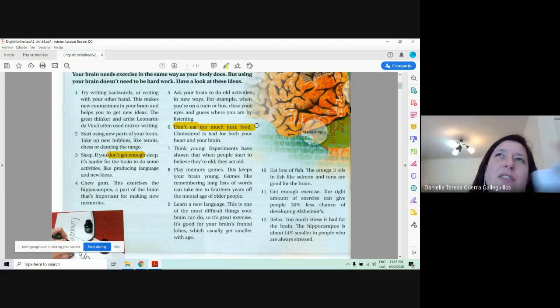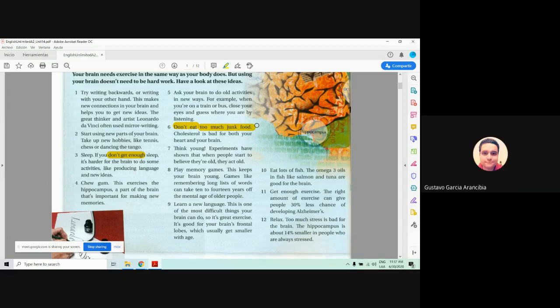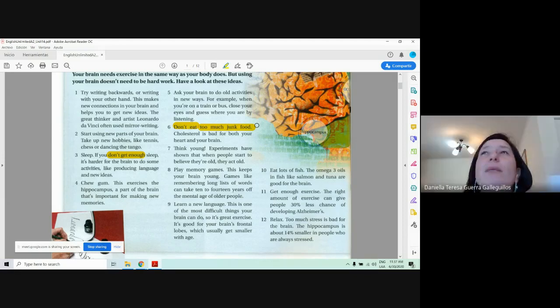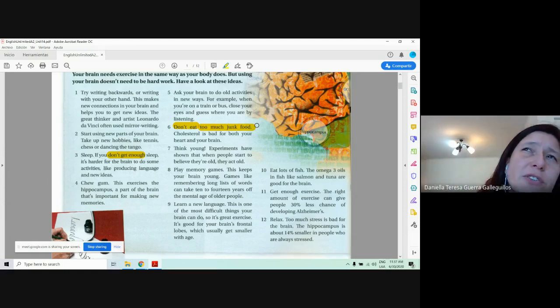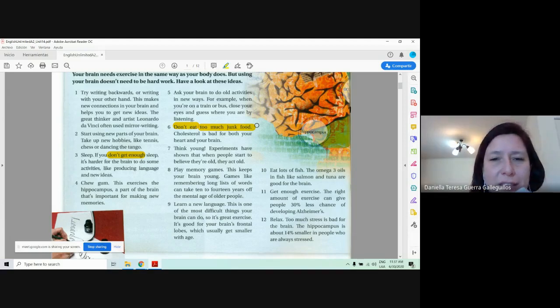So it is similar to Spanish and, of course, it's easier for you to learn if you want to learn a new language. Absolutely. More than one is always valuable. And since Portuguese may be easier for you because it's closer to Spanish, that is a good option. So now I understand your point. Very good, Gustavo. And number 10, eat lots of fish. The omega-3 oils in fish, like salmon and tuna, are good for the brain.